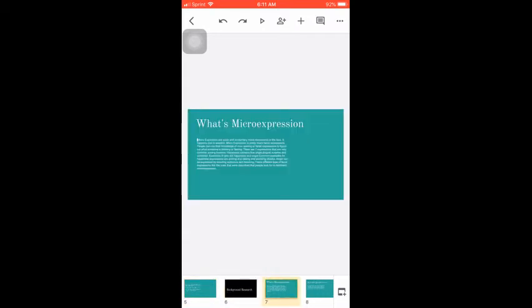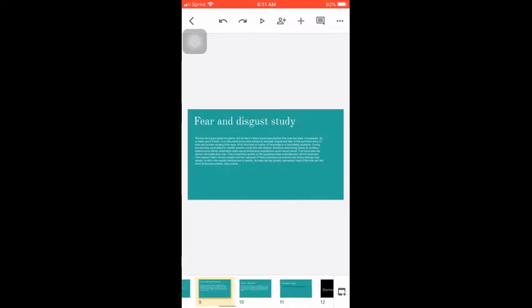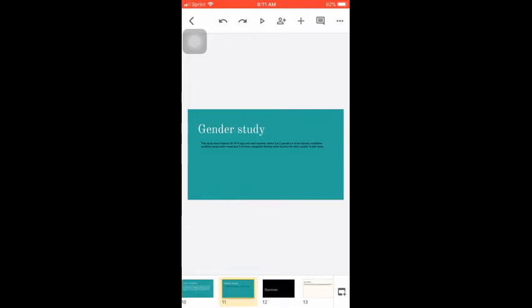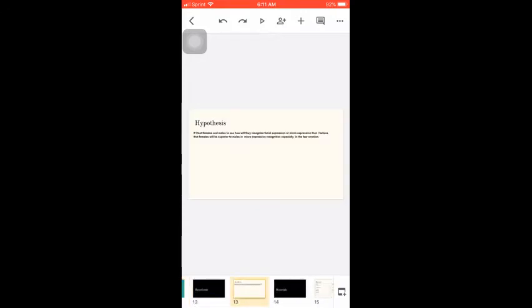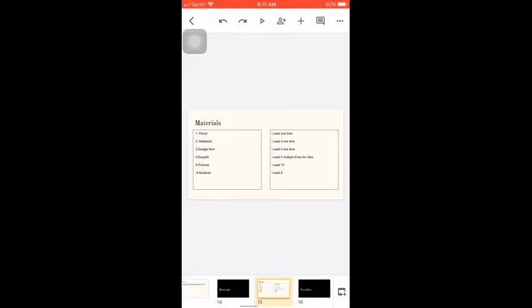So these are pretty much studies from other people to see if microexpression affects gender or if gender affects microexpression reading. These are all just other studies. For my hypothesis, if I were to test males and females to see how well they recognize facial expression or microexpression, I believe that females will be superior to males in microexpression reading, especially in the fear emotion.